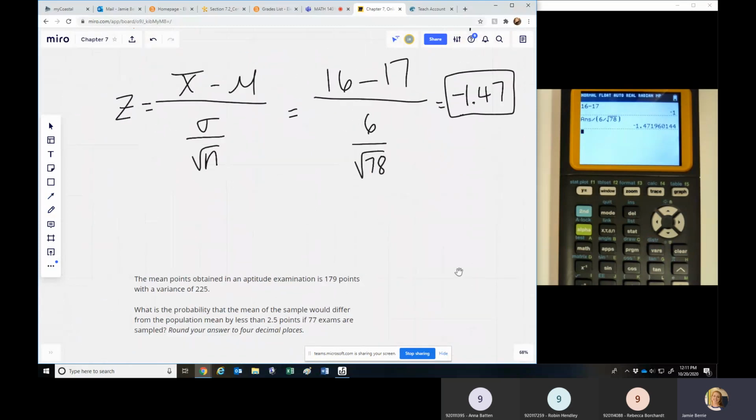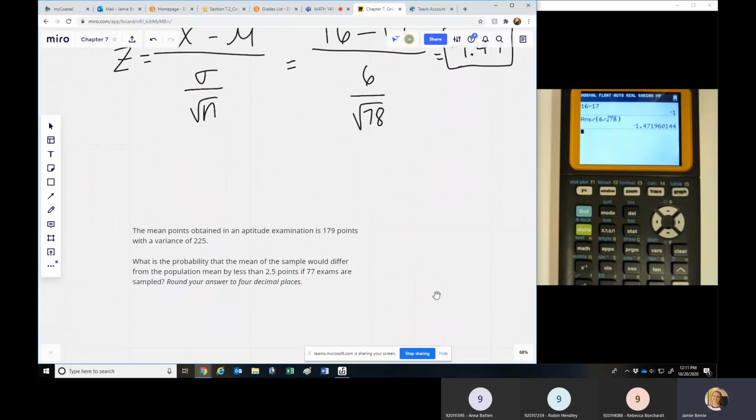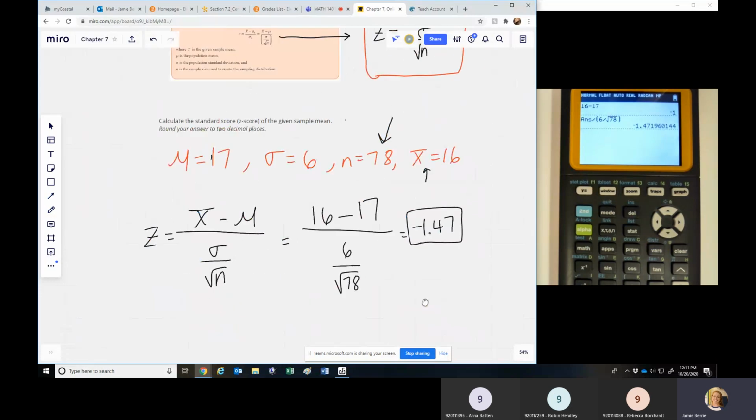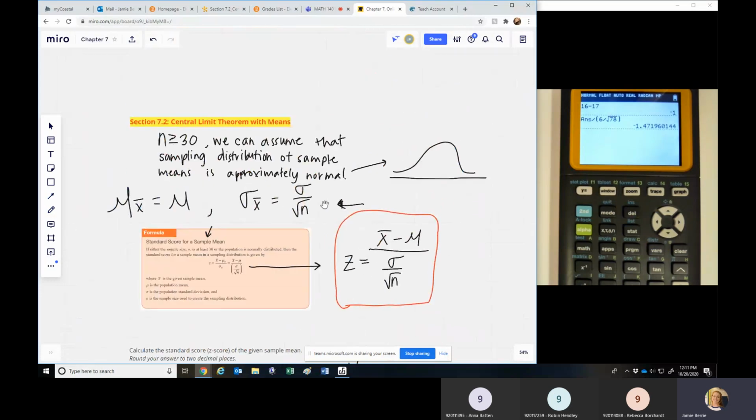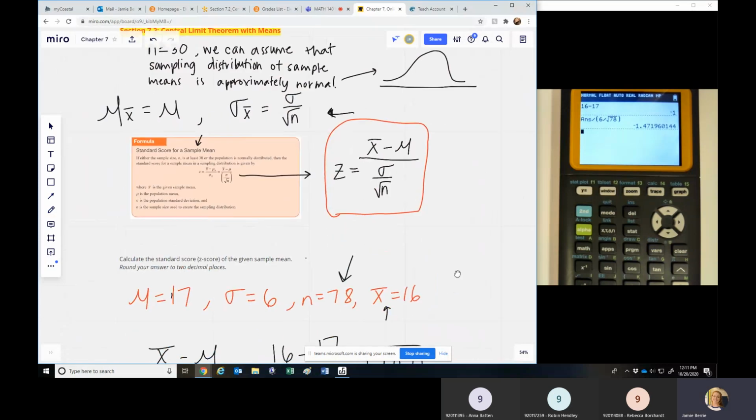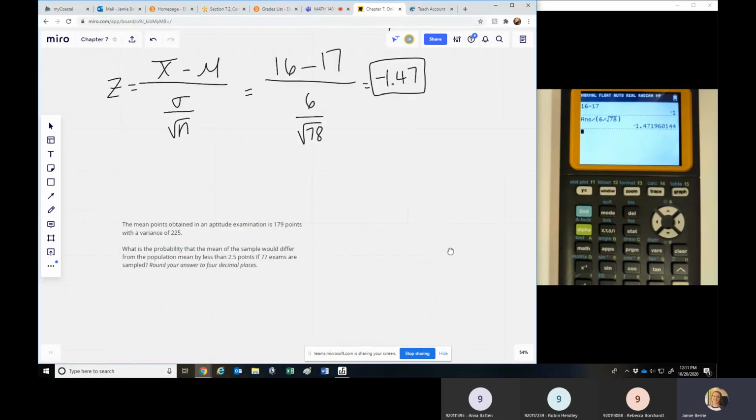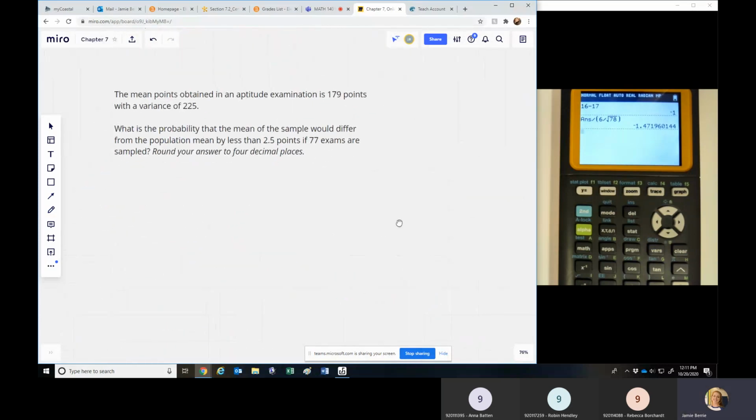All right, so let me scoot down a little bit. Now, the rest of the problems that we're going to look at today are all going to be stuff that we've done before, so it should be somewhat review. And we're just going to incorporate new formulas that we know for the mean of a sampling distribution of sample means, and for the standard deviation of a sampling distribution of sample means. All right, so same thing we've done before. We're just incorporating those two new formulas. All right, so let's look at this problem.